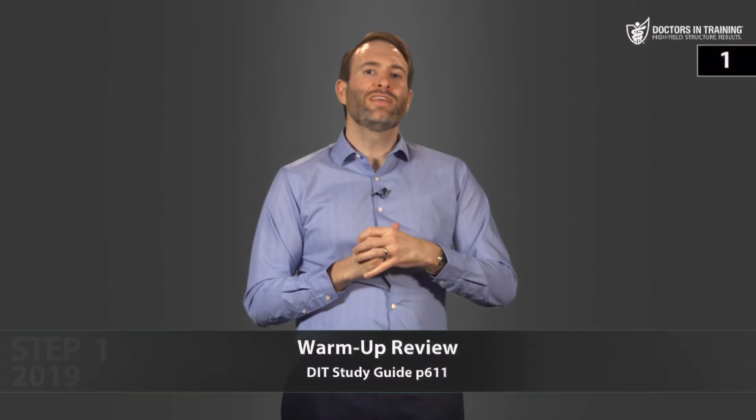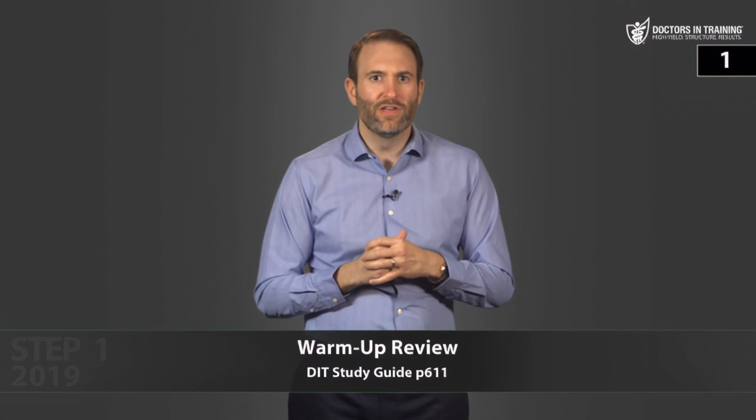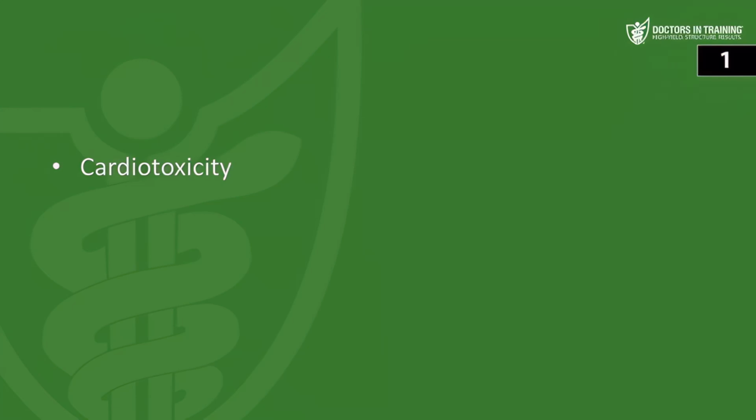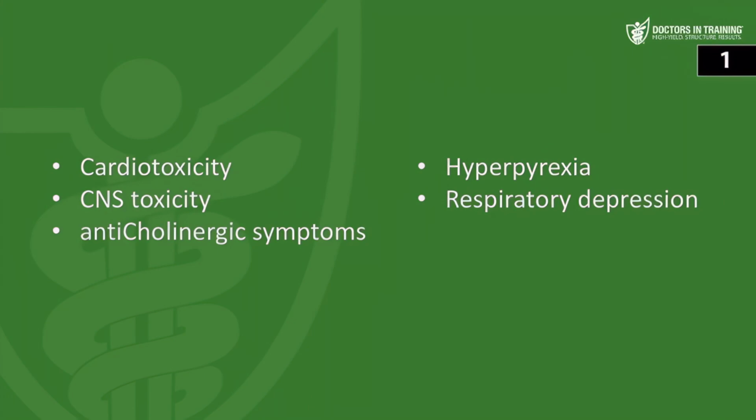It's time for another warm-up review. Let's get going. What are the toxic side effects of tricyclic antidepressant use? So the mnemonic here is tri-Cs. So remember the C's: cardiotoxicity, CNS toxicity, something like coma or seizures, and then anticholinergic symptoms. And then you can also see hyperpyrexia and respiratory depression.